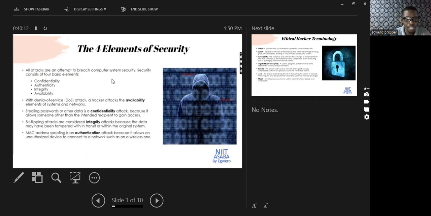These flipping attacks are considered what? Integrity attacks, because the data may have been tampered with in transit or within the original system.